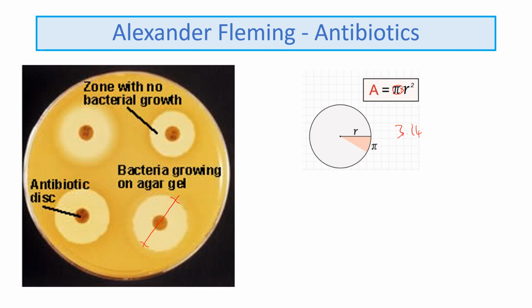Some people make the mistake of taking the paper away, but there wouldn't be bacteria growing underneath that paper if there's a clear zone around the outside. So measure the whole diameter of the circle, halve it, and that gives you the radius. So if the diameter of this circle was 4 centimeters, you'd be doing 3.14 times 2 squared.